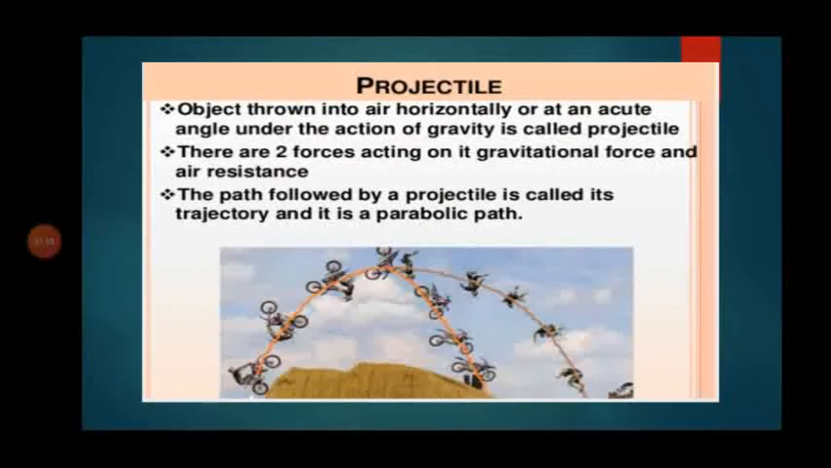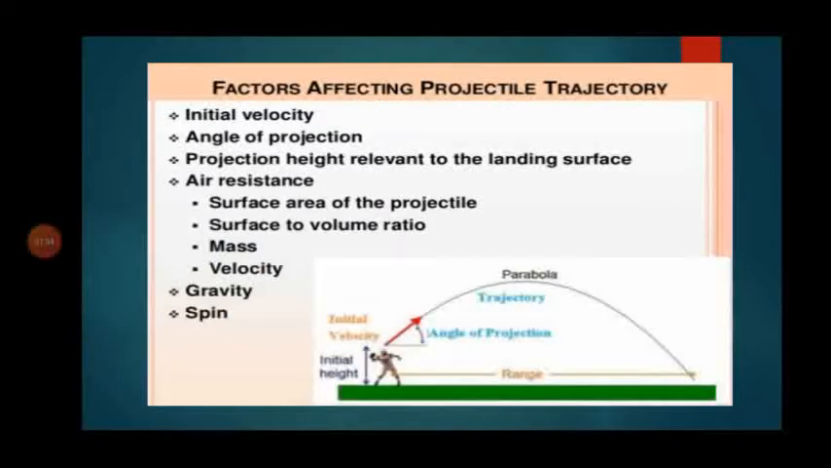Projectile. What is a projectile? An object thrown into the air horizontally or at an acute angle under the action of gravity is called a projectile. There are two forces acting on it. They are gravitational force and air resistance. The path followed by a projectile is called its trajectory and it is a parabolic path.